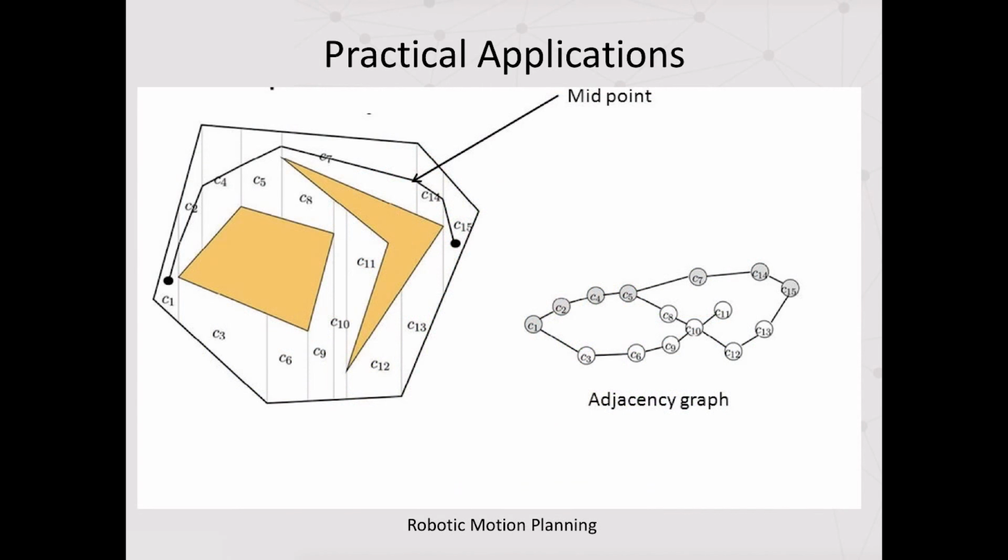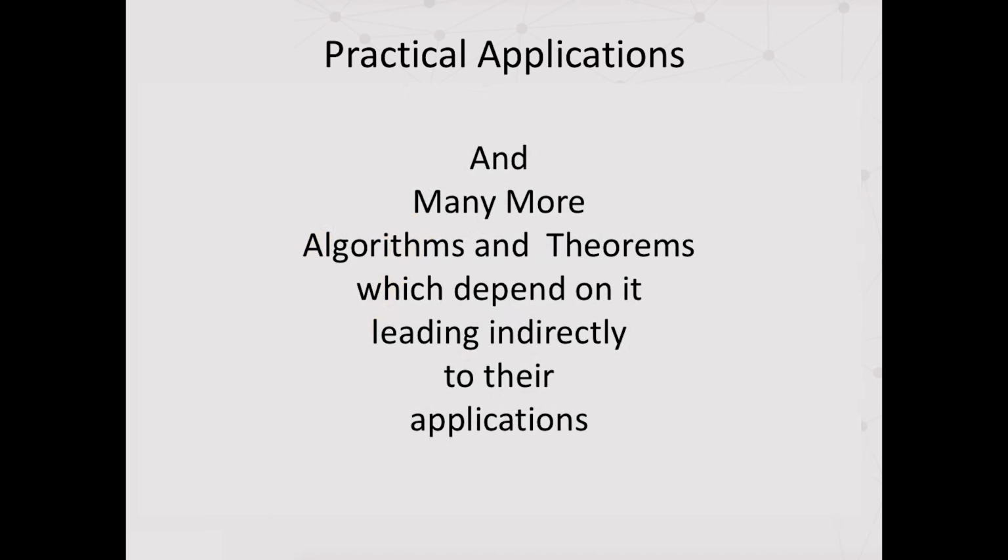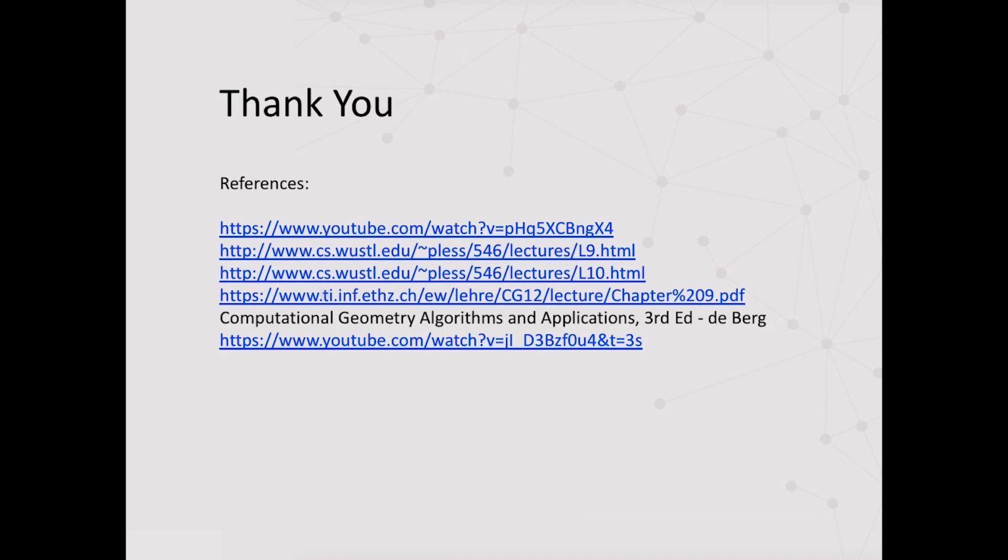And robotic motion planning, like given a starting point and an ending point, the robot can plan the path even in the presence of obstacles like this. Actually, this is not a direct application of trapezoidal decomposition, but an application through Voronoi diagrams, so it becomes an indirect application. And there are many more algorithms which have trapezoidal decomposition as a part of them. So indirectly their applications become applications of trapezoidal decomposition. So there are a lot of indirect applications.